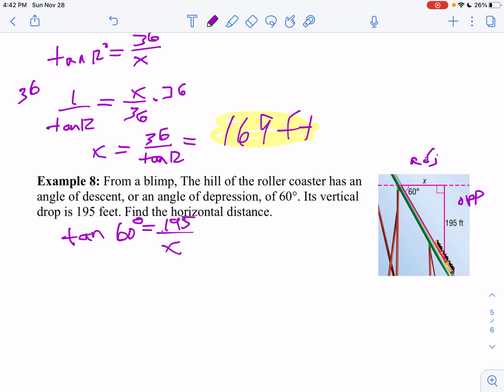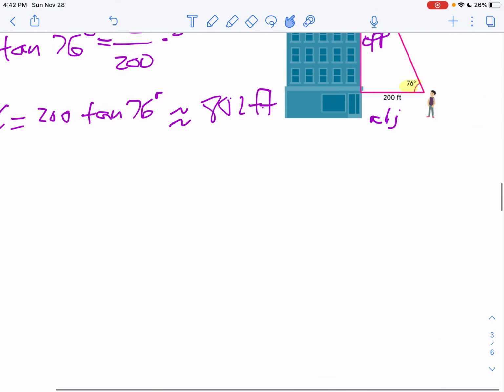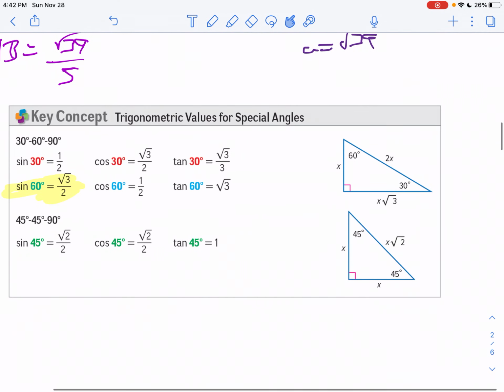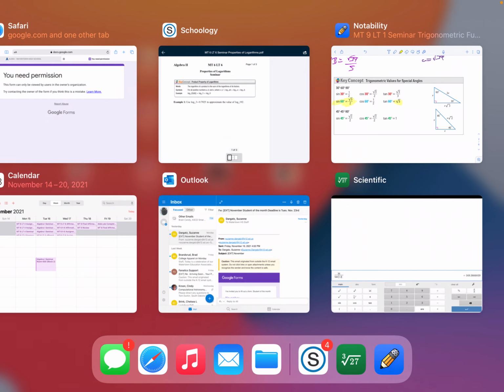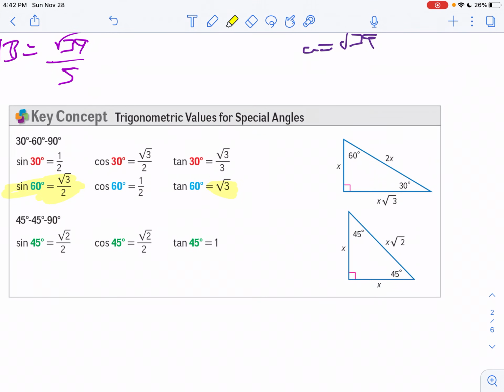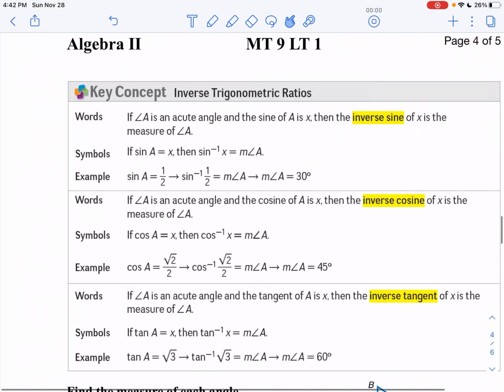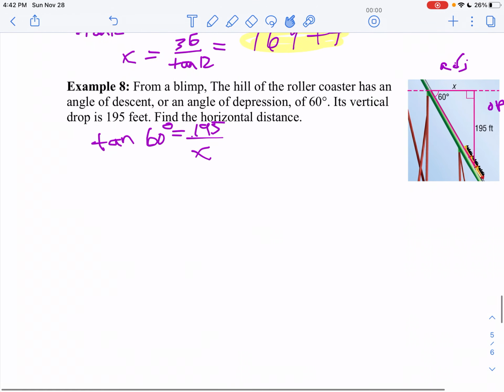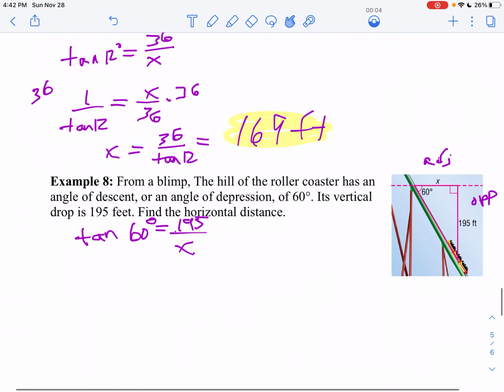Well, notice tangent of 60 degrees, that's one off of our chart. Let's go back to our chart here. The tangent of 60 degrees is the square root of 3. So I'm going to say the square root of 3 equals 195 over x.